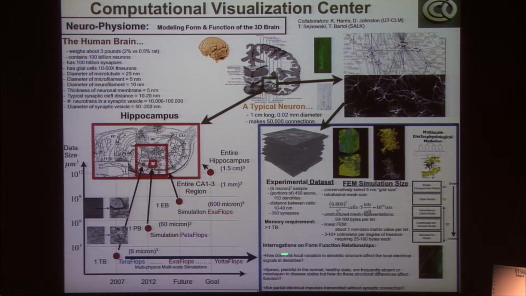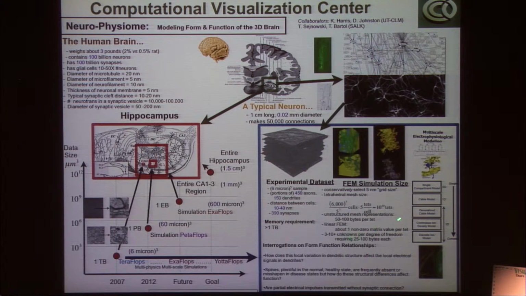So some of the questions we can ask are, how does this local variation in dendritic structure affect the local electrical signals in dendrites? Spines, plentiful, are frequently absent in disease states, and so where's the critical cutoff where some higher order function suddenly disappears if there's a certain threshold of spines that disappear? So how do we answer these questions?